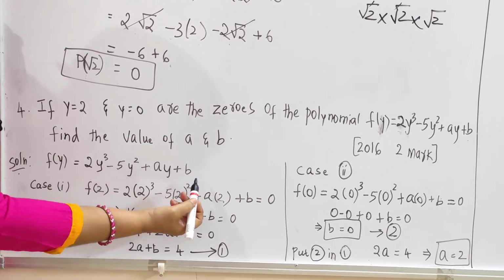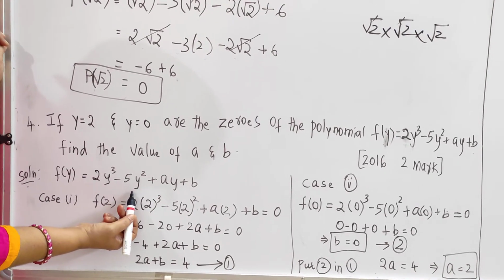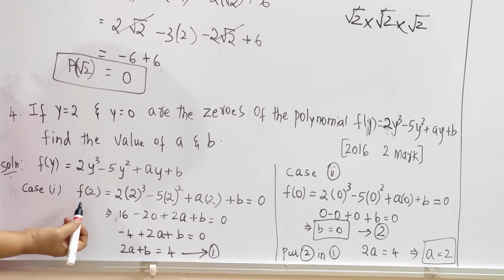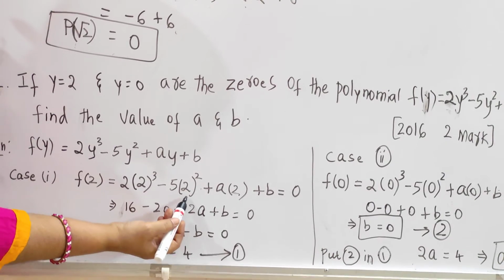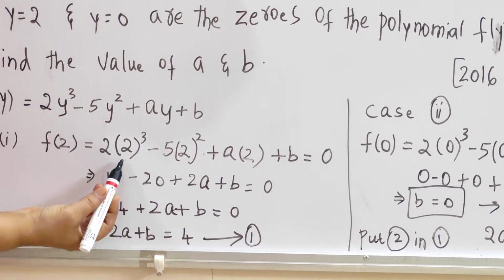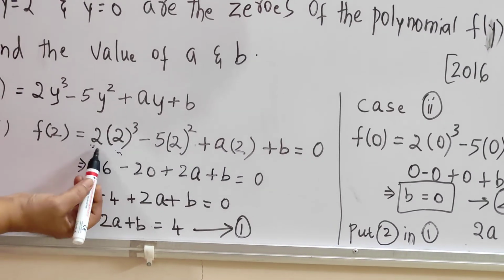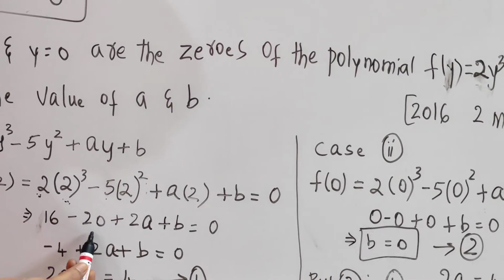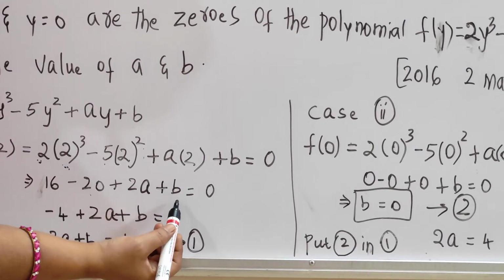So the given polynomial is f of y equal to 2y cube minus 5y square plus ay plus b. Case 1, that is f of 2, equal to 2 into 2 cube minus 5 into 2 square plus a into 2 plus b. 2 cube is 8, 8 2s are 16. 2 square is 4, 4 into 5 is 20. A into 2 is 2a, plus b.